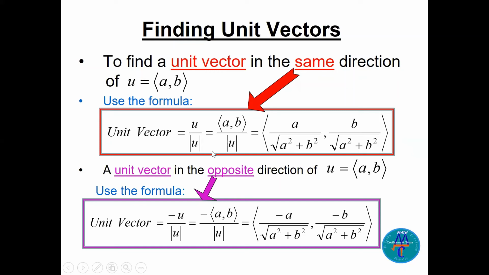So if you have any vector in any quadrant, in any place, you can find a unit vector, a small vector of magnitude 1, in the same direction. Look at the formula here. Suppose here we have a vector u, see, this is a vector u = (a, b). I need a unit vector. Just take the vector u and divide that by the magnitude of u.